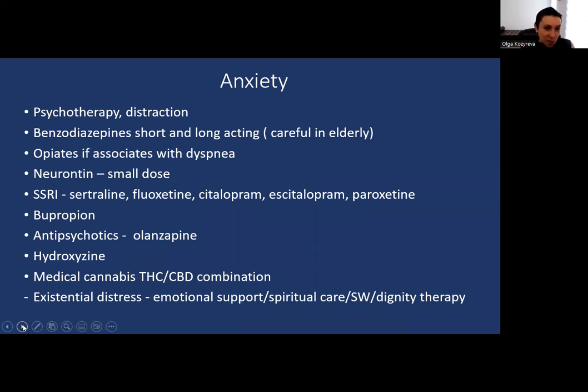So dignity therapy, this is a special therapy, I believe I mentioned it in a previous lecture. A patient can write a letter to a daughter for her wedding or birthday, even in advance, with the understanding that he or she will pass, and the letter will go to the family. Very helpful, it improves quality of life and decreases anxiety.